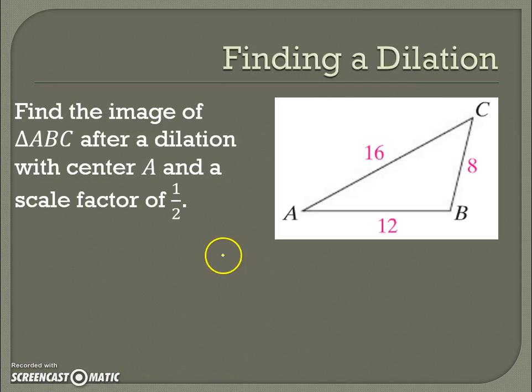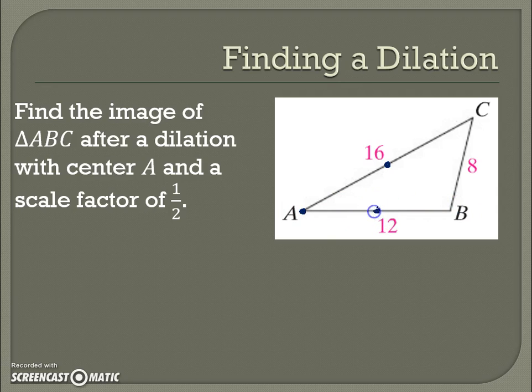Okay, so finding a dilation. It says find the image of triangle ABC after a dilation with center A and a scale factor of 1/2. So what that means is I'm going to take this particular figure and I'm going to cut all these numbers in half. I'm centered around right here, point A. And so I'm just going to fill some things in. So for this, it's going to be half of that, which is going to be right about here. And for 12, it's going to be half of AB, which is going to be right about here.